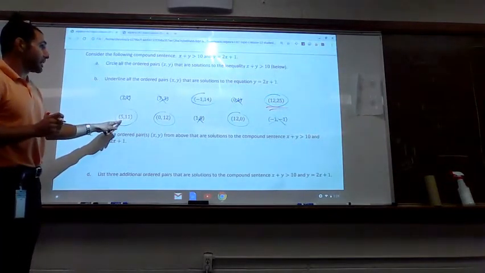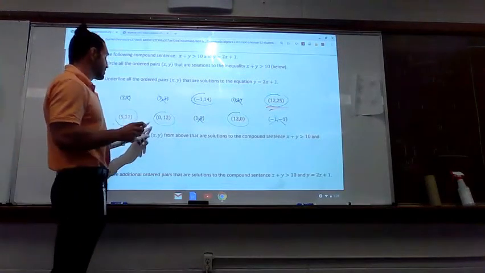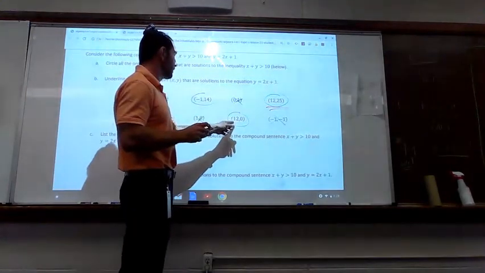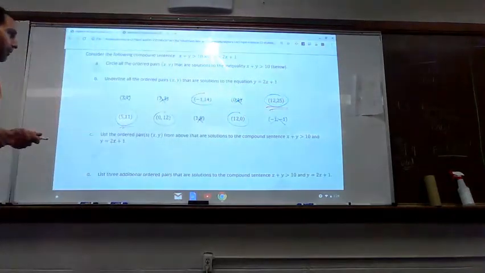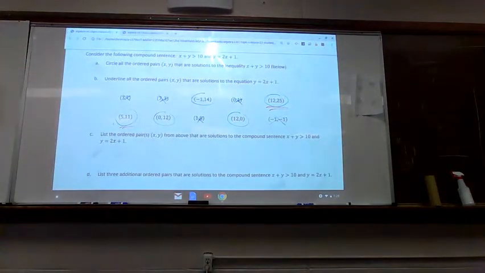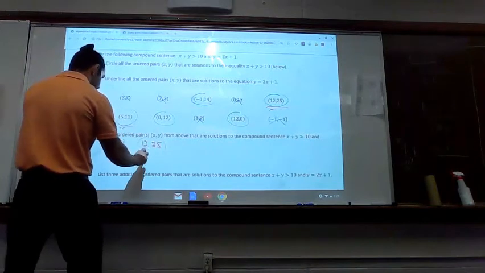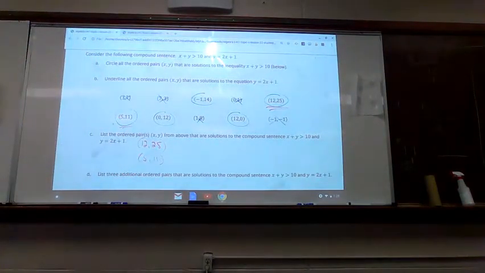5 times 2 is 10 plus 1 is 11. That works for both. 0 times 2 is 0 plus 1 is, no, that doesn't work. 12 times 2 is 24 plus 1 is 25. 0, no. So there's only 2 that work for both. Okay, list the ordered pairs that are solutions to both: 12, 25 and 5, 11. Those are solutions to both. I love when it works.